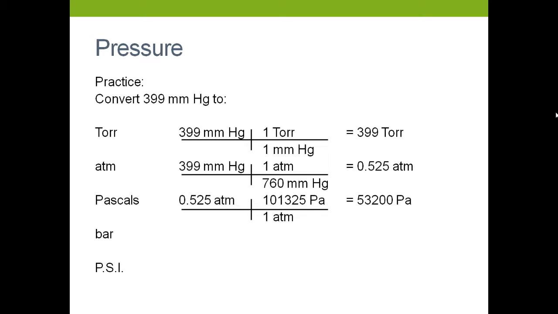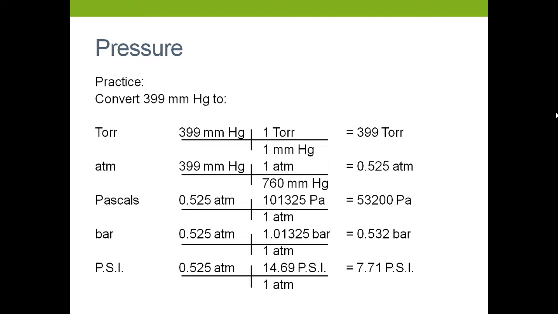1 atmosphere is equal to 101,325 pascals. So using dimensional analysis with our previous answer of 0.525 atmospheres, we get 53,200 pascals. We also know that 1 atmosphere is equal to 1.01325 bars. Again, using our previous answer of 0.525 atmospheres, we now have 0.532 bars. And finally, 1 atmosphere is 14.69 psi. Using our previous answer of 0.525 atmospheres, we now have 7.71 psi.